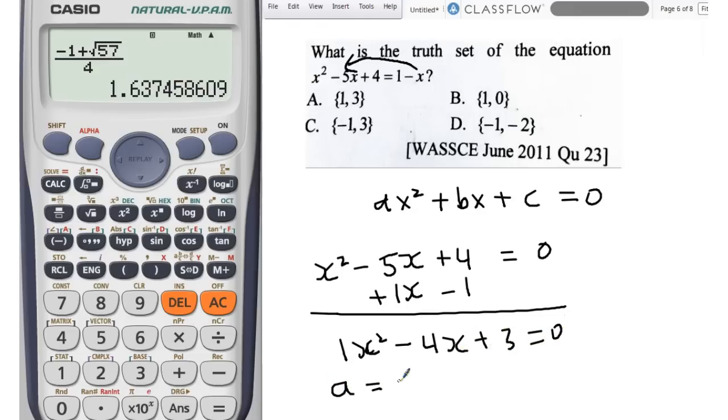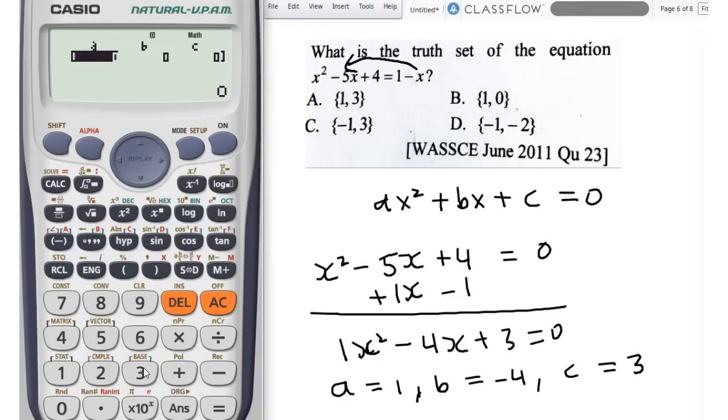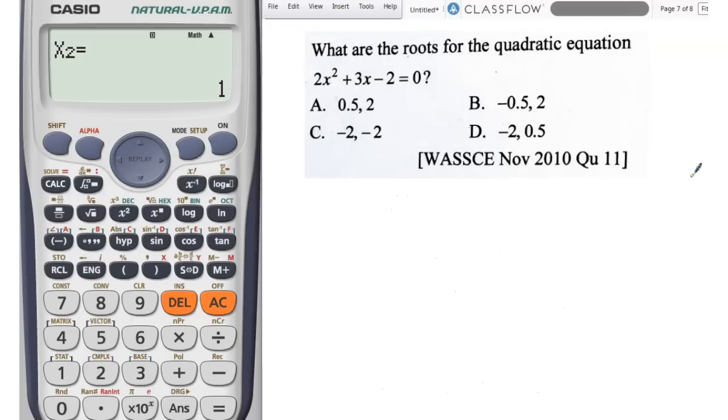So your A is 1, B is -4, and your C is 3. You grab your calculator, go to the mode, option 5 and option 3. You enter your 1 equal, -4 equal, and your 3 equal. So your first solution is 3 and your next solution is 1.